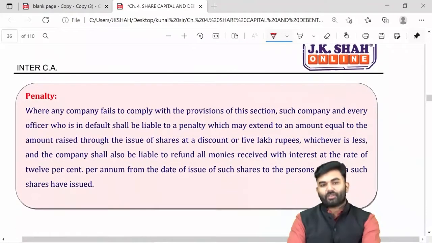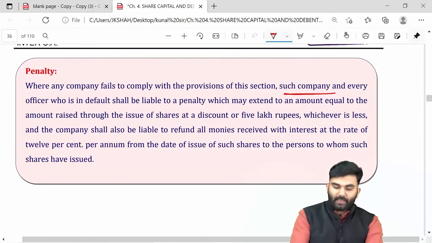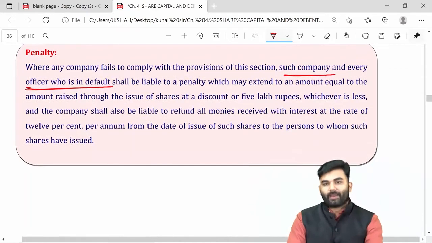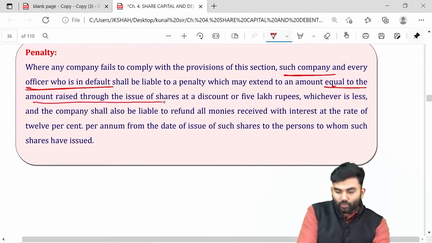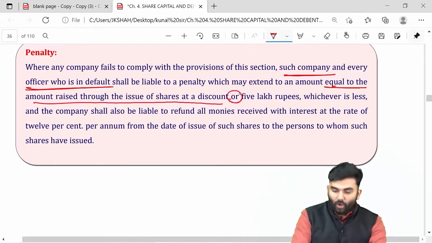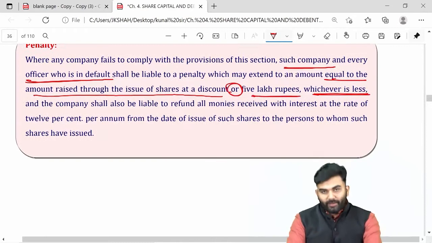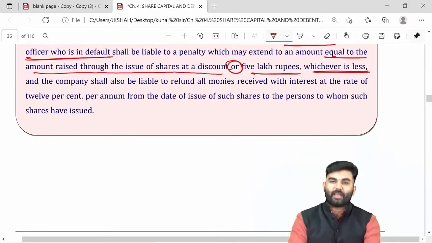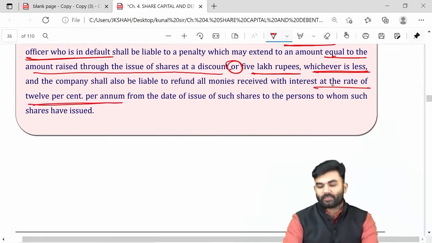However, if the provisions of section 53 have been contravened, then the company as well as every officer who is in default will be asked to pay a penalty equal to the amount raised through the issue of shares at a discount, or 5 lakh rupees, whichever is less. In fact, the company will be asked to repay the entire amount to its shareholders with interest at the rate of 12% per annum.